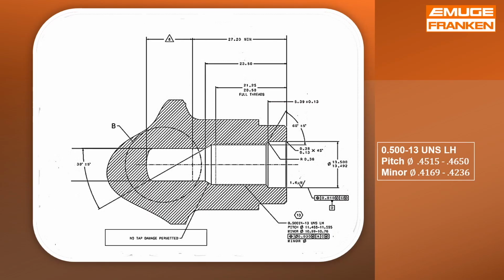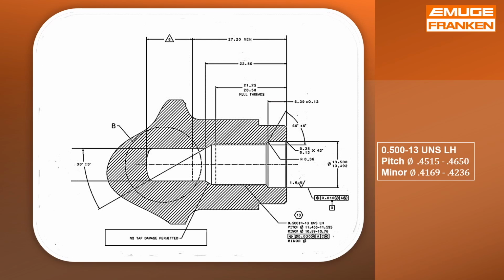Now we will look at a difficult threading application with special requirements that would have required a custom tap. To go beyond the limits of tapping in this challenging application, thread milling was recommended and supported by EMUGE. The thread call out is for a 1/2-13 unified special left hand. The special thread dimensions are oversized pitch diameter, minor diameter limits controlled to produce 75 to 80% thread height, and full thread depth controlled to 1/2 turn.